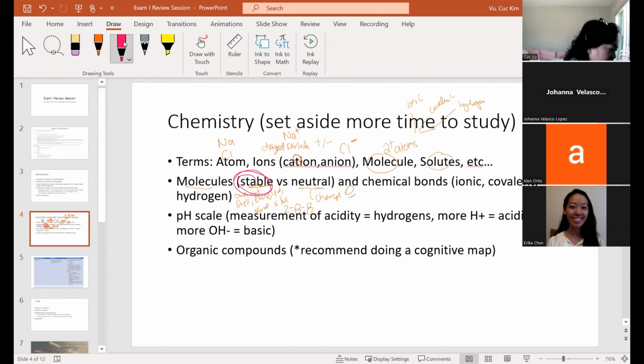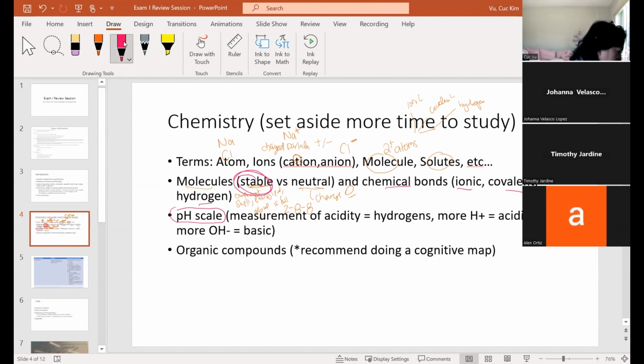Now we talked about chemical bonds. We talked about ionic, covalent, and hydrogen. Make sure you can do those examples of it. Now for the pH scale, what is the pH scale? Zero to 14. Exactly. So it ranges from 0 to 14.